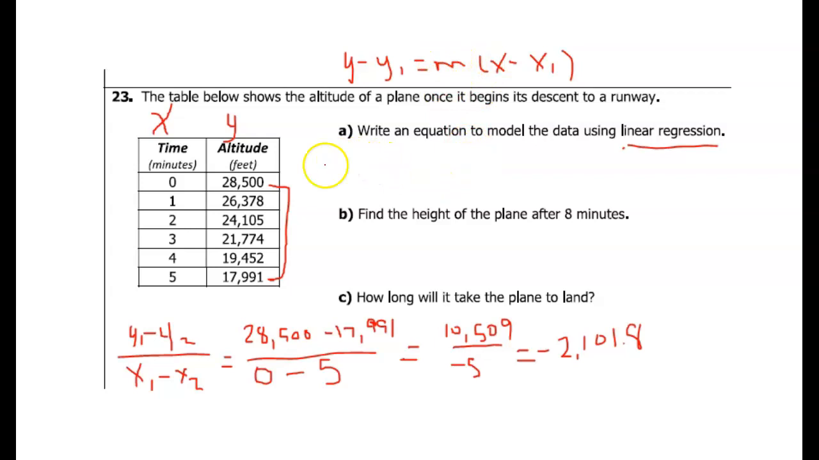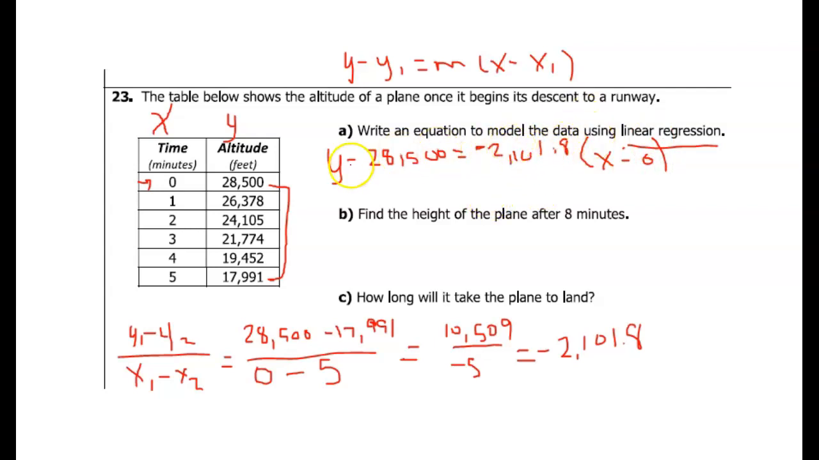So I plug that into the equation, and then I'll just pick one of these points. I'm going to go ahead and pick the top point because it's the easiest to plug in. So I'll say, hey, y minus 28,500 is equal to negative 2,101.8 times x minus 0. All right.